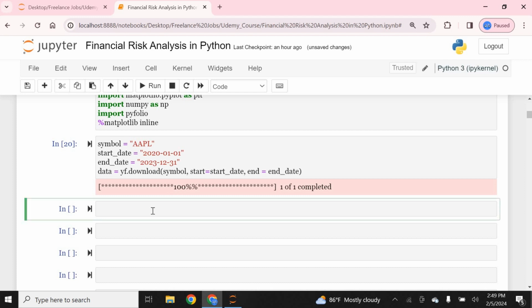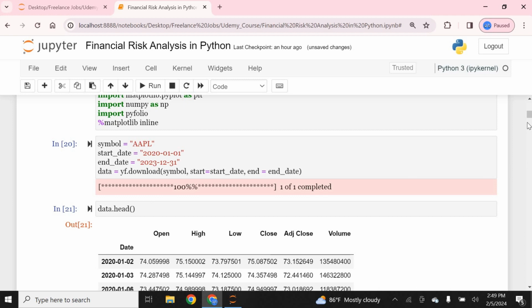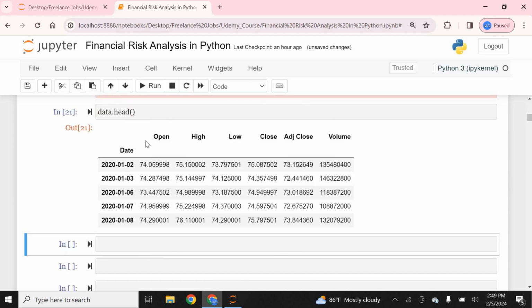So the next thing right now is to calculate the daily returns. Let's see what we have in our data.head. Yeah, cool. So this is what we have in the data. We have dates, we have open, high, low, close, and the likes. So now the next thing is to calculate daily returns, which is an important parameter when you are performing financial risk analysis of stock data.